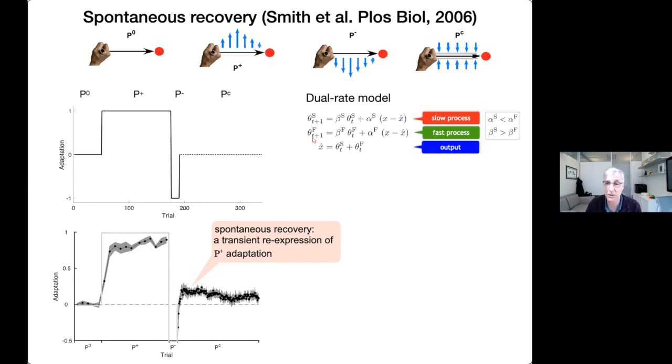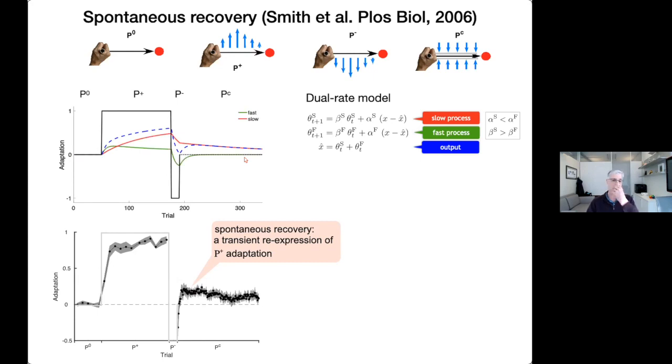And so in this very simple situation, the slow learner updates its belief about the force field by slowly decaying and slowly learning based on error. And the fast learner also updates its belief about the force field, but it decays quickly and effectively learns quickly. And then the output is the sum of the two. So they're going to compete to learn this field. And so the output, which is the sum, learns, unlearns, and then shows spontaneous recovery.